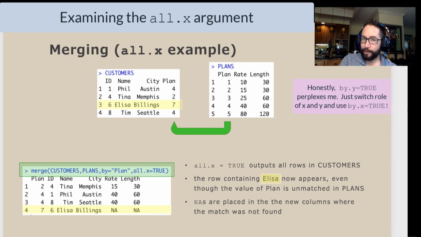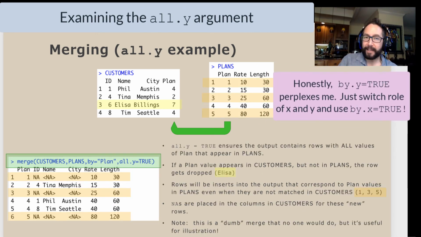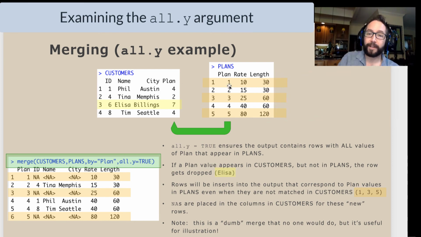All right, we might want to do it the other way around. It might be the case that we actually want to have all rows in the right table, the Y table, to survive that merge. So, for instance, we don't find any customers whatsoever that are on plans 1, 3, and 5, but we might want the merge to have rows for plans 1, 3, and 5 anyway. I don't think it makes much sense for this example, but sometimes we want to have all the rows in the Y data frame survive that merge. So if we have all.y equal to true, that'll ensure that happens.